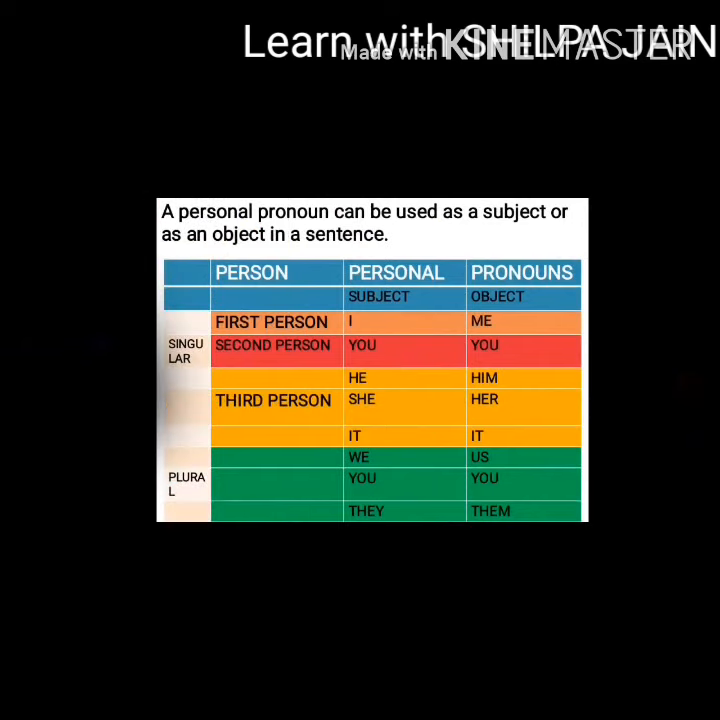They can be in the form of subject or object. Subjects are I, you, he, she, it, we, they, etc. So they are subjective personal pronouns. And objective, that is me, you, him, her, it, us, you, or them.